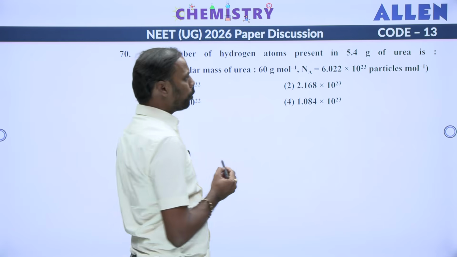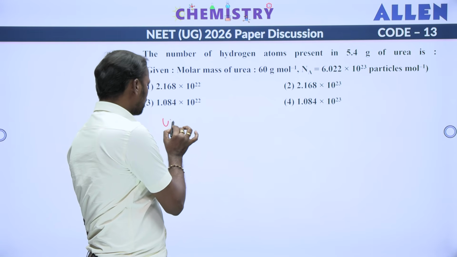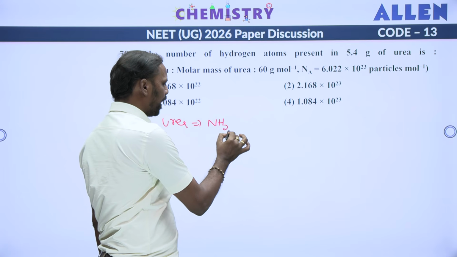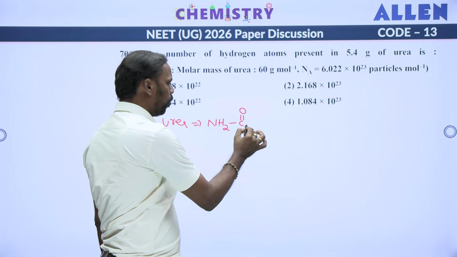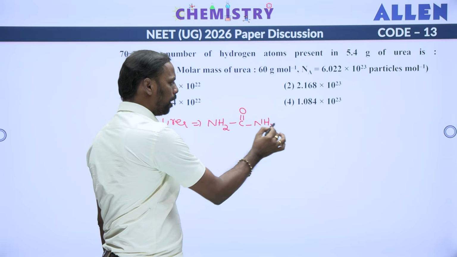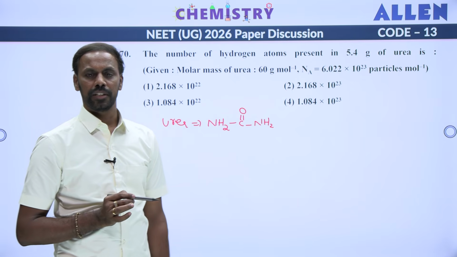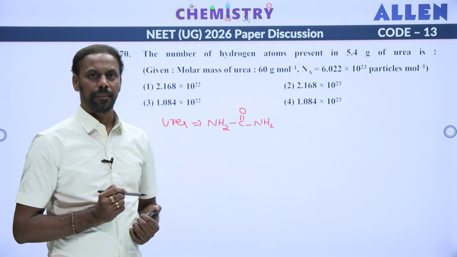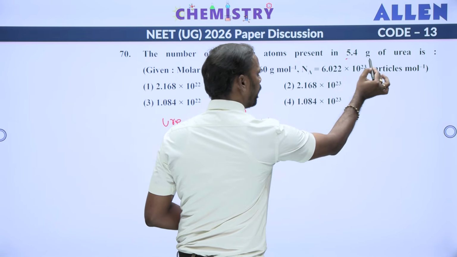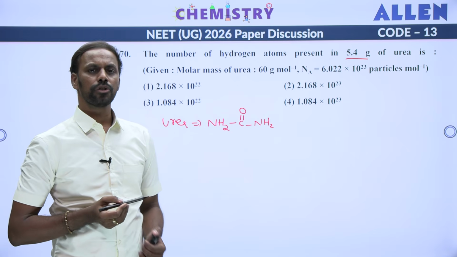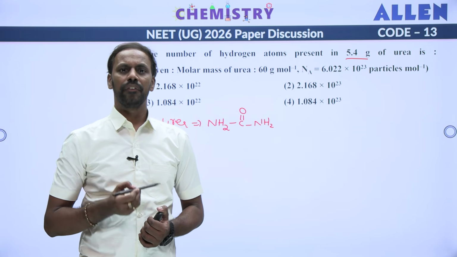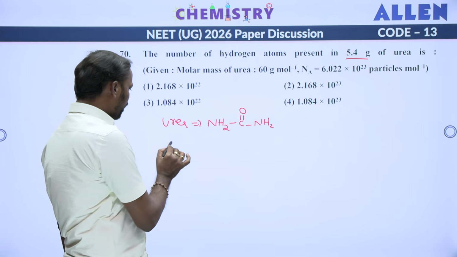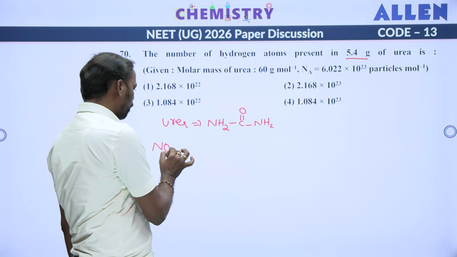Next, student, the number of hydrogen atoms present in 5.4 grams of urea. See student, urea is given. What is the molecular formula of urea? NH2, C double bond O, NH2. So there are 4 hydrogen atoms present. They are asking us to find the number of hydrogen atoms present in 5.4 grams of urea. This question we can do in many ways: we can use a formula, or else do it directly. Suppose I use a formula, what is the formula?